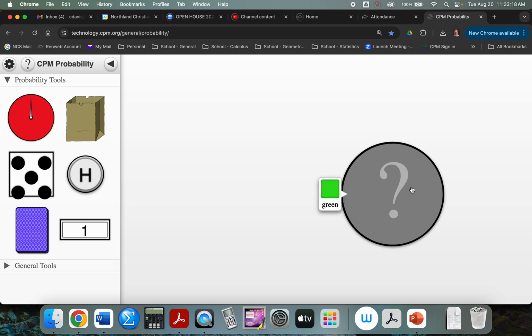Green. Green. Green. Orange. Purple. Purple. Did that suddenly change how you might feel about it? All right. So that's 12 times.